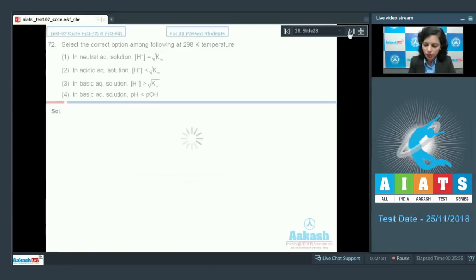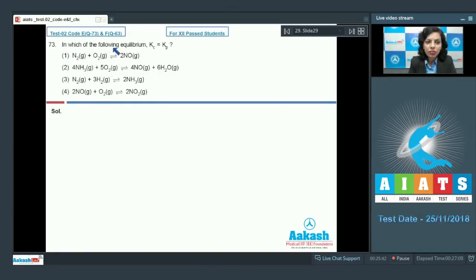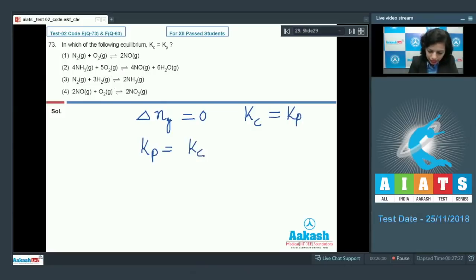Now let's check the next question. Question number 73, in which of the following equilibria is Kc equal to Kp? We should always know that for a reaction for which the delta Ng value is 0, definitely the Kc value is equal to Kp. Why? Because Kp is equal to Kc (RT) raised to the power delta Ng, and if this delta Ng value is 0, this whole expression becomes 1 and Kp becomes equal to Kc.